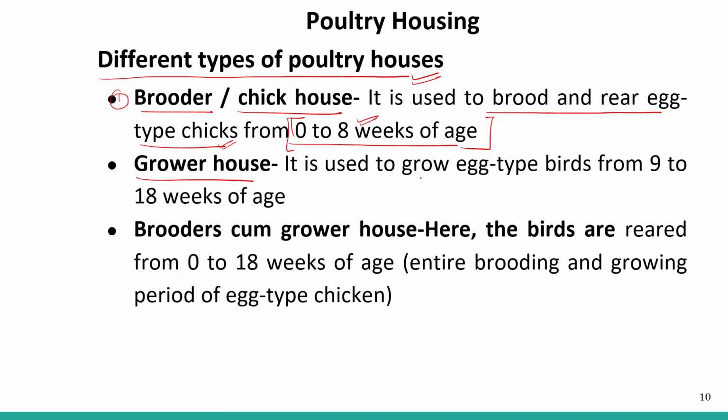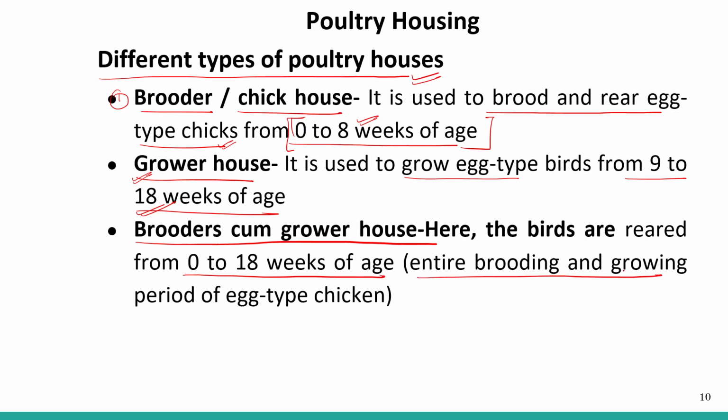Grower house. It is used to grow egg type birds from 9 to 18 weeks of age. So in this, generally the birds grow. Brooder cum grower house. Here the birds are reared from 0 to 18 weeks of age, an entire brooding and growing period of egg type chicken. So here also the egg type chickens are placed, at the age of 0 to 18 weeks, right? So this is the brooder cum grower house.